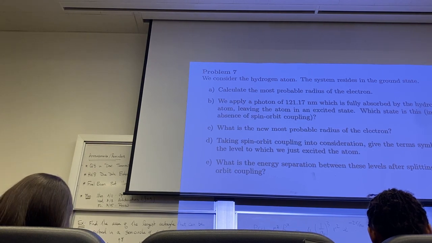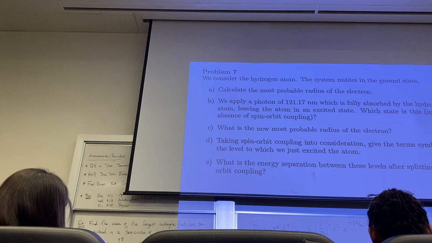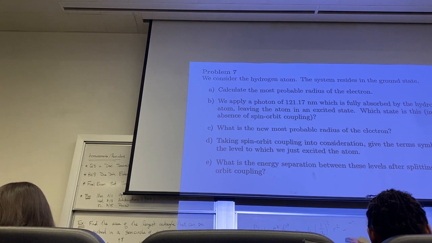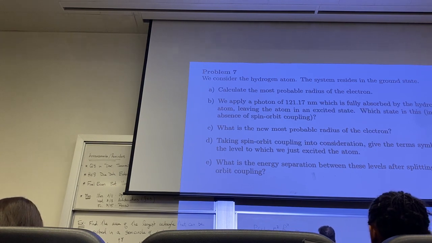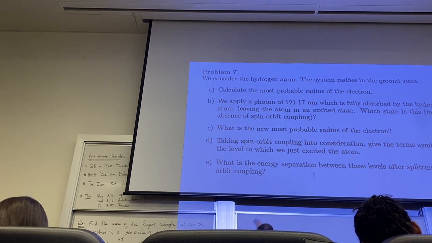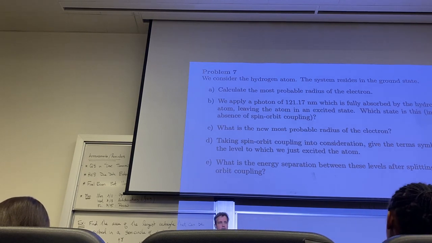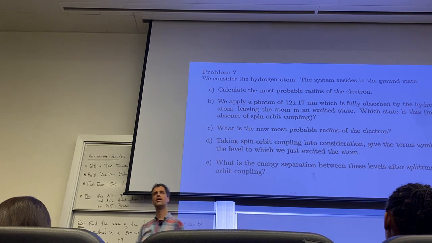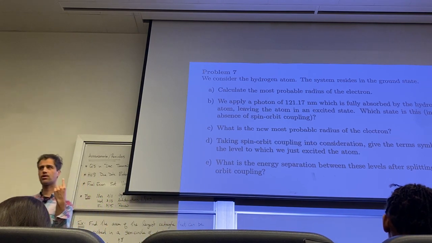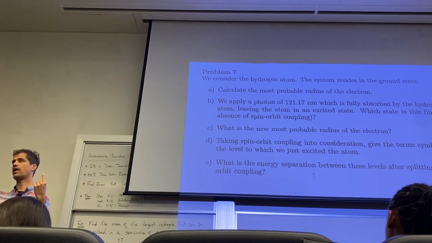Because that's the key number in a hydrogen atom. The energies in a hydrogen atom only depend on n. So my task is to determine what is n. What is n of the ground state, folks? 1. Okay, so the initial state is 1 and it goes to something else. 2, 3, 4, 5, we don't know.